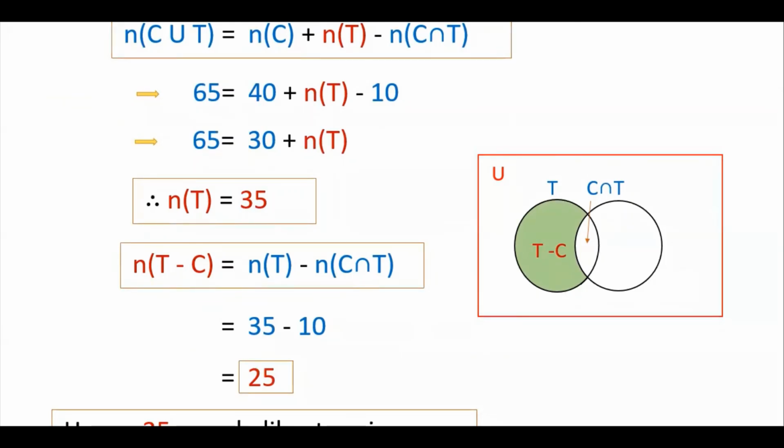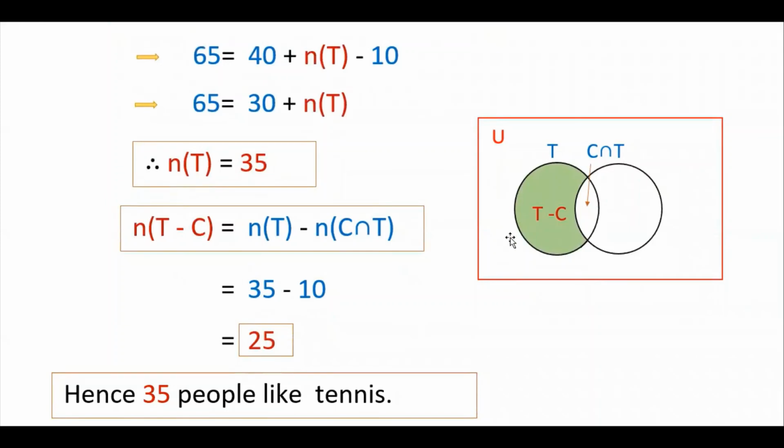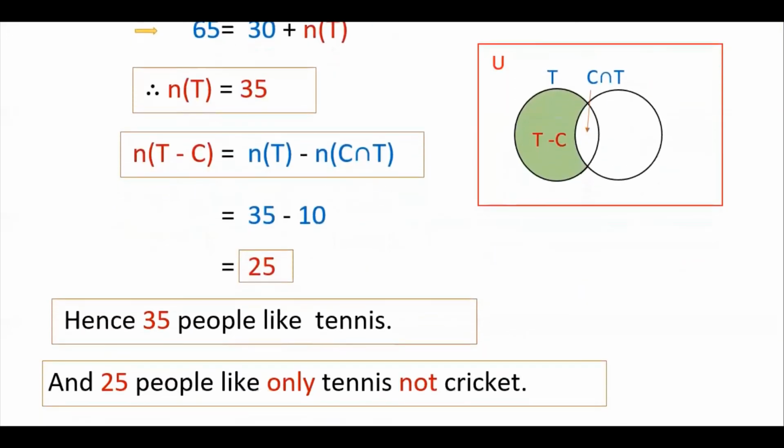So here, if you see this Venn diagram, you will understand. Here, this is N of T, full, that is 35. From this, you have to exclude this part, then you will get T minus C. This is 25. So these people are 25. And N of T is this value, 35. If you add 25 plus 10, these people are 10, then you will get N of T again, 35. Hence, 35 people like tennis and 25 people like only tennis, not cricket.